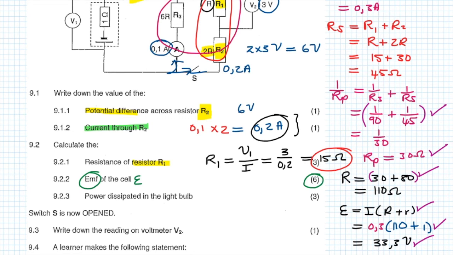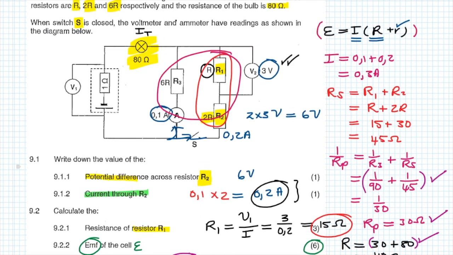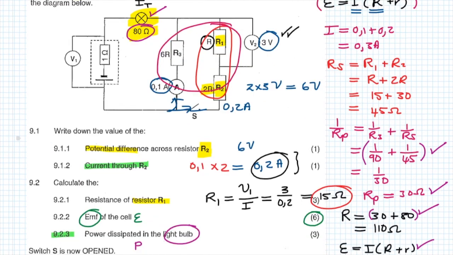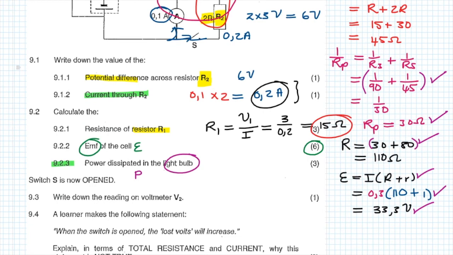We can now move on to question 9.2.3, which says we must determine the power dissipated in the light bulb. Now remember, there are many different formulae that we can use for power. But for this light bulb, we now know the current that flows through it and we know the resistance. So we can simply say that power is equal to I squared multiplied by R.